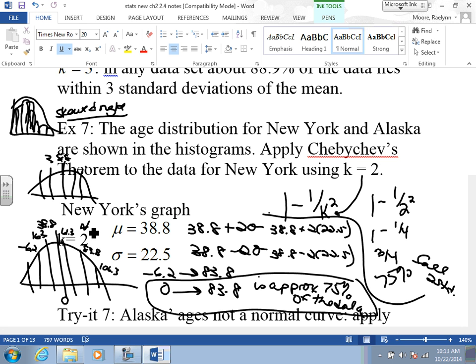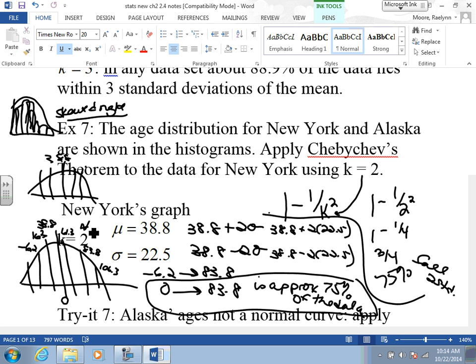So technically, you didn't need to get all the other ones. You did it just to show. Technically, all I have to do was take 38.8 plus 2 standard deviations, and 38.8 minus 2 standard deviations. That will give me the ages it's to and from. I'm only going to go 2 standard deviations above the mean and below, or 3.